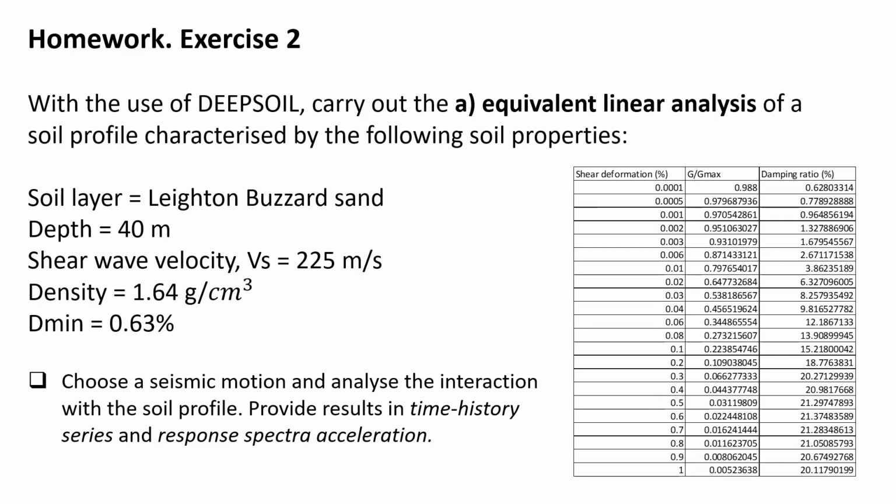This is all the information that you need to add to the software in order to carry out the linear analysis. What I'm asking you to do is to choose a seismic motion. Kobe will be a good one because it will subject the soil to high strains, and you can see what happens when comparing it with the equivalent linear analysis, and analyze the interaction with the soil profile.